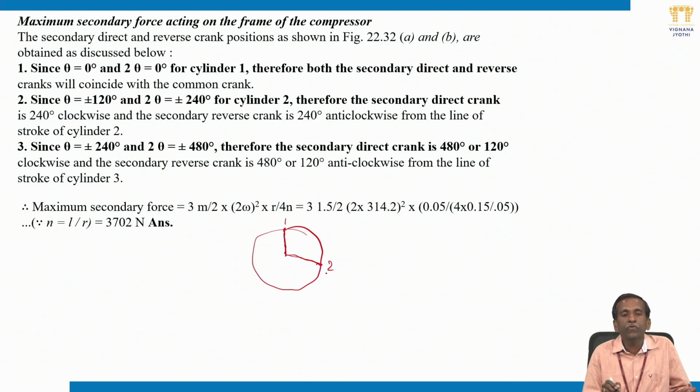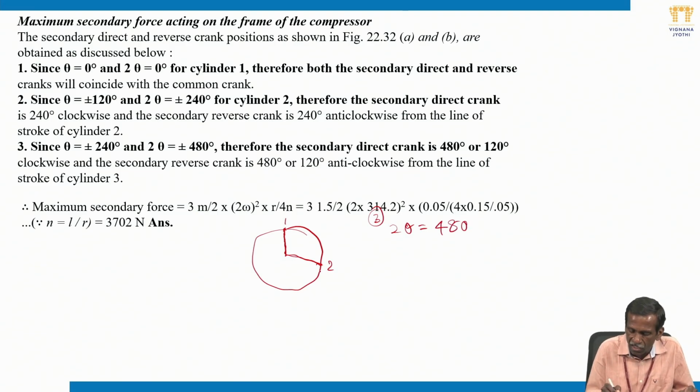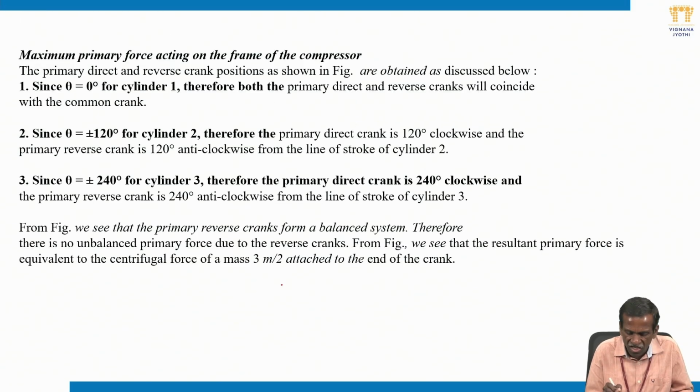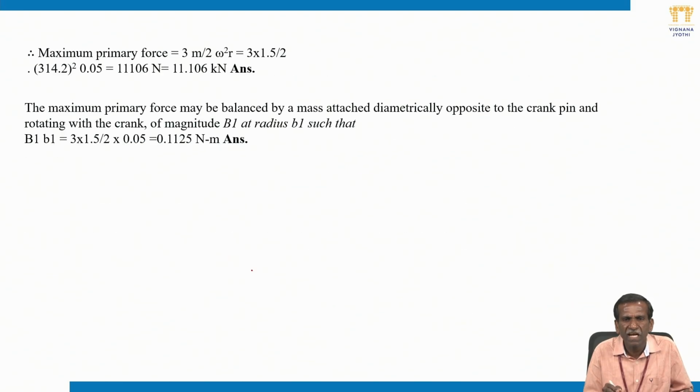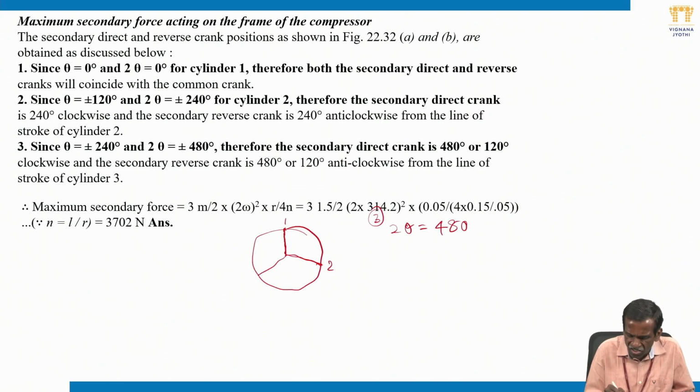Plus 240 means 2 into 240 for 2 theta, which is 480, for the third cylinder. So 480 becomes 360 plus 120. It should rotate clockwise 120. The original position is this one; it has to rotate 120 and will come to this position. So this is the direct crank position for the third one. Now coming to the reverse crank.